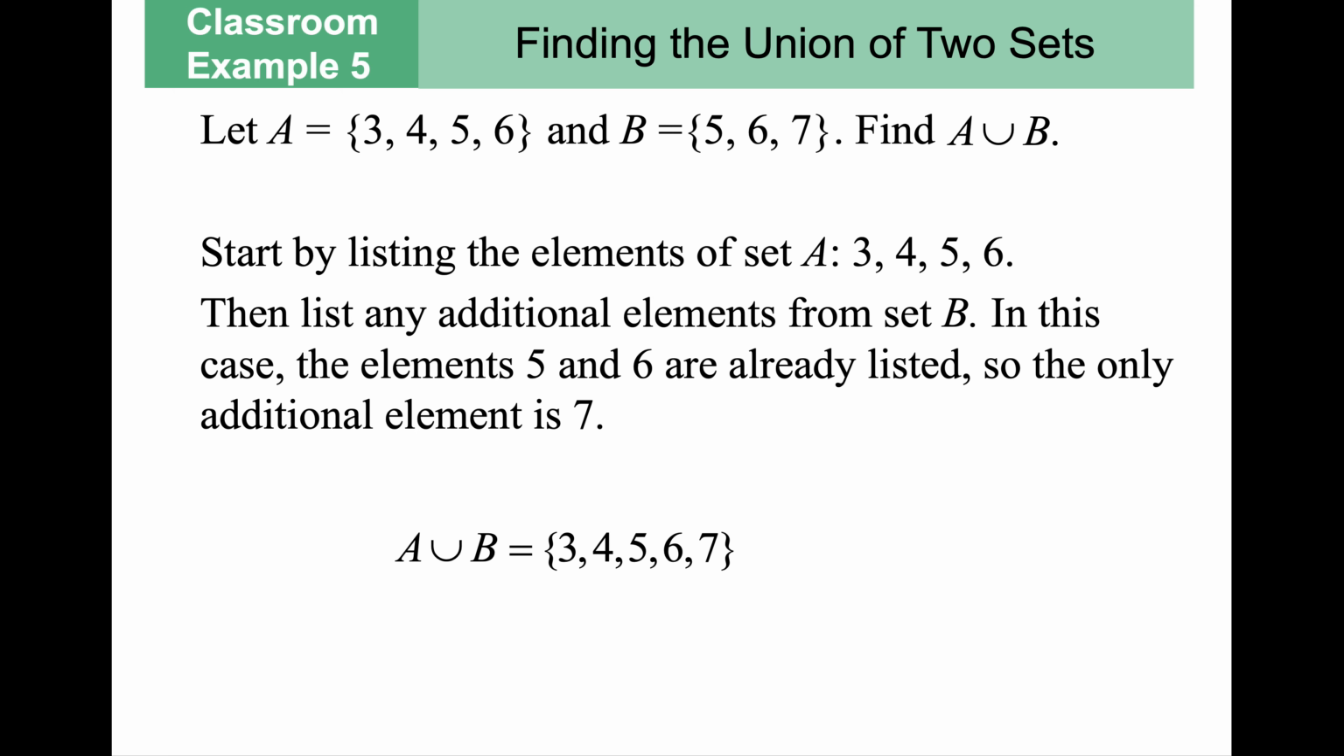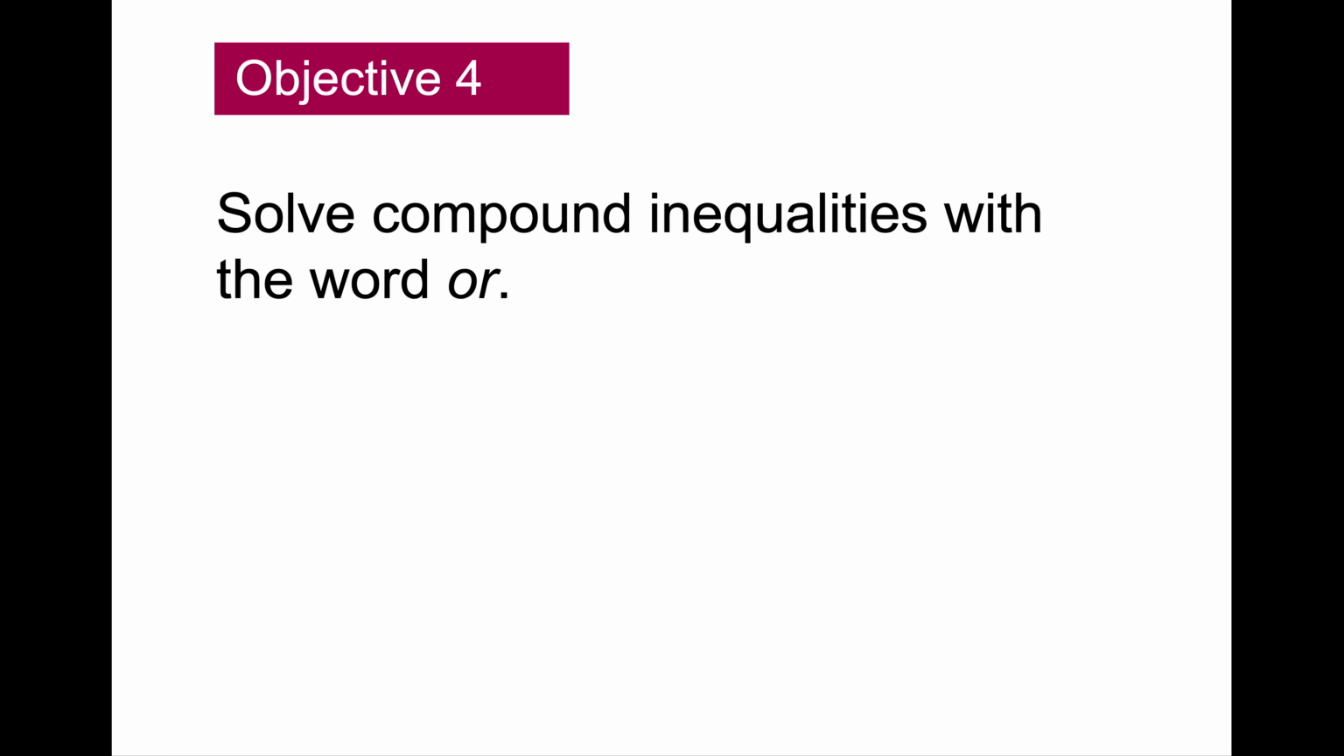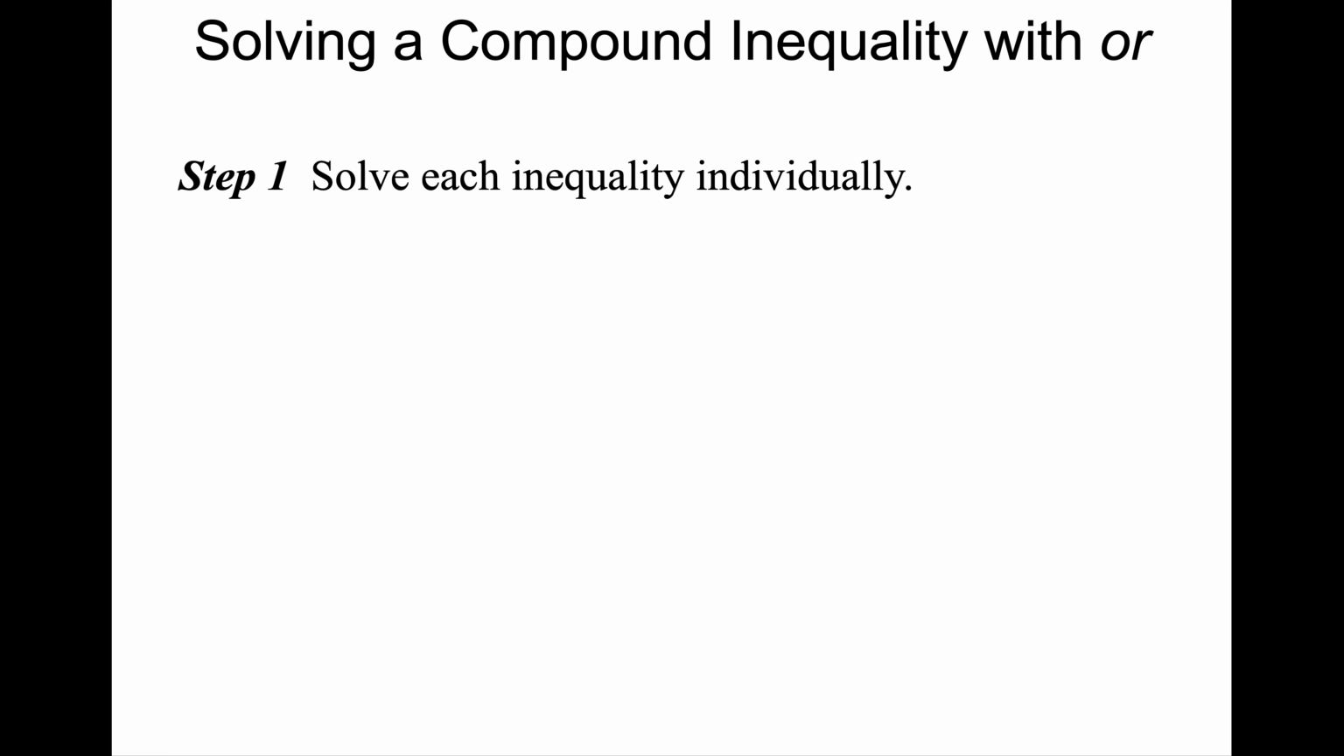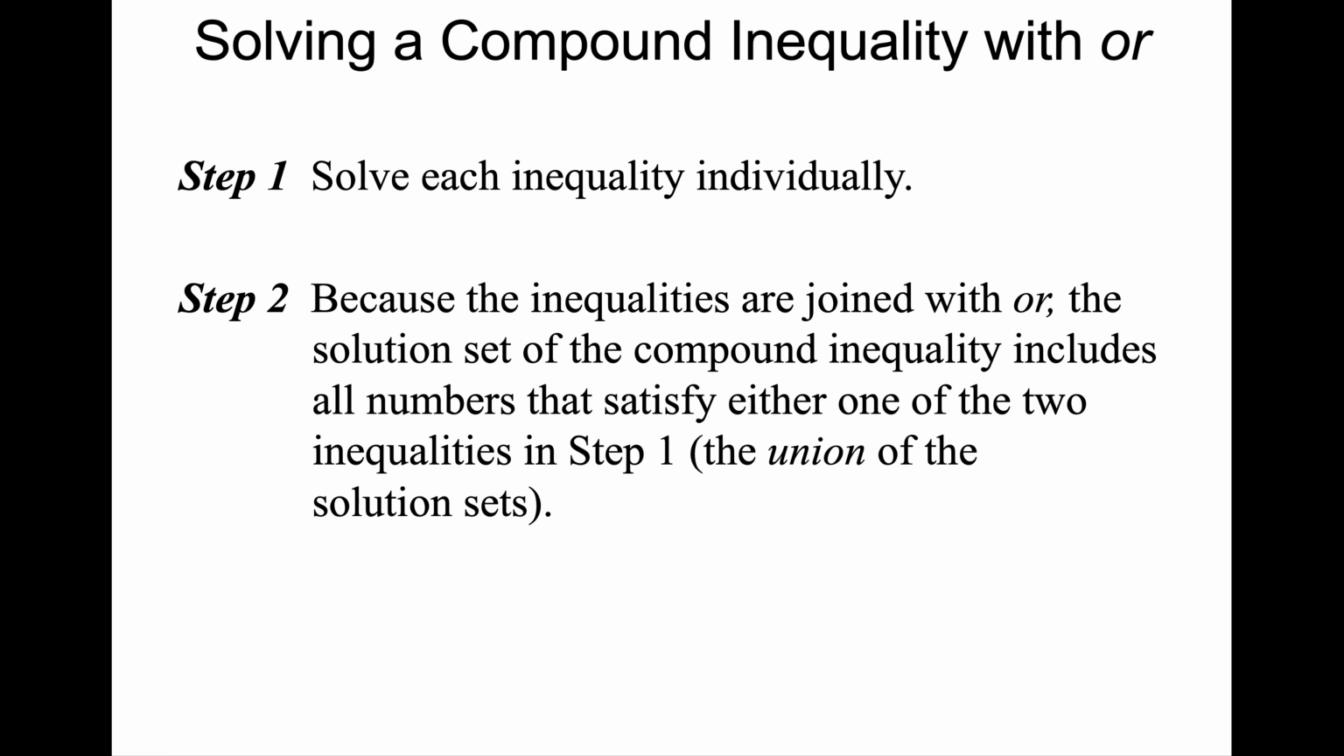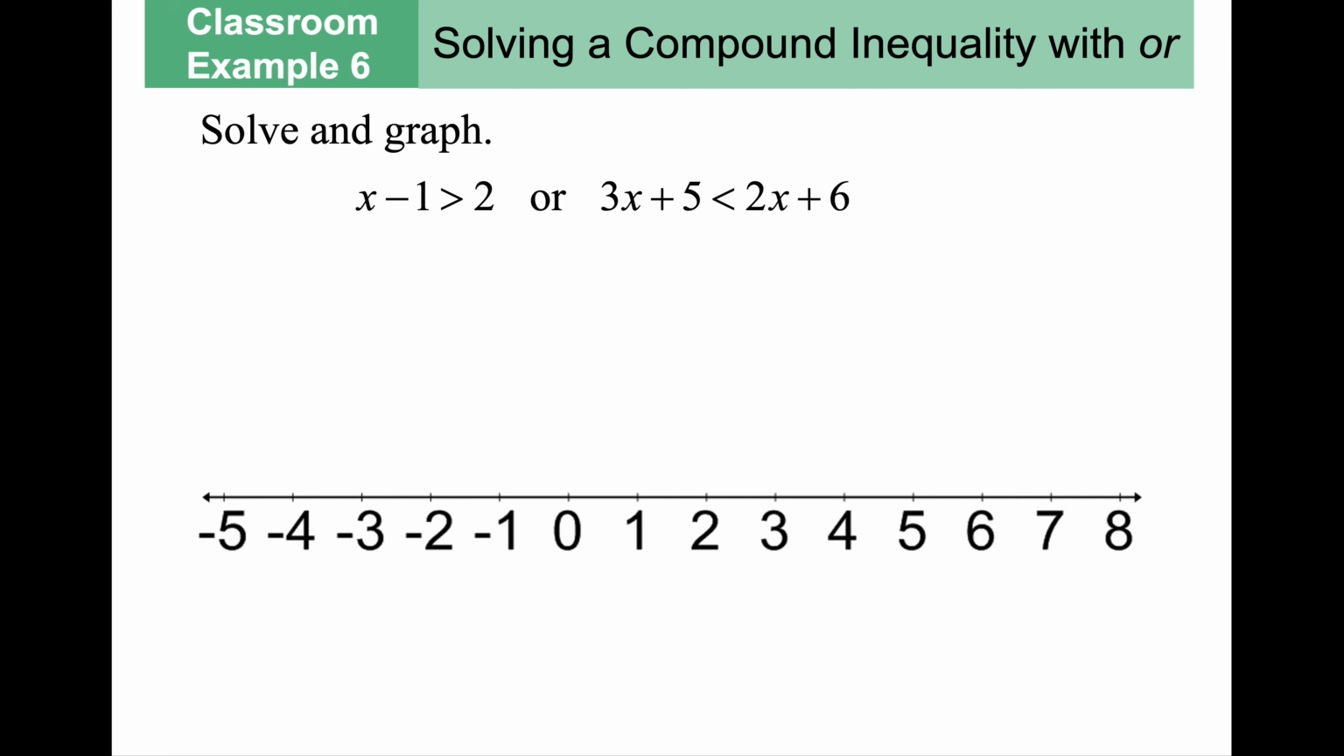So A union B is given below, and that's going to apply to compound inequalities with the word or. We're no longer looking at an overlap. We're looking to include all numbers from both sets. We're going to follow some very similar steps. We're going to solve the inequalities individually. Then because they have an or, I'm going to include all numbers that satisfy either one of the inequalities, which is also known as the union of the solution sets.